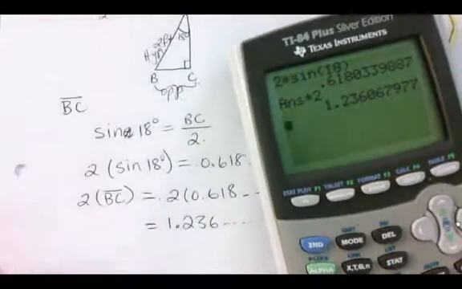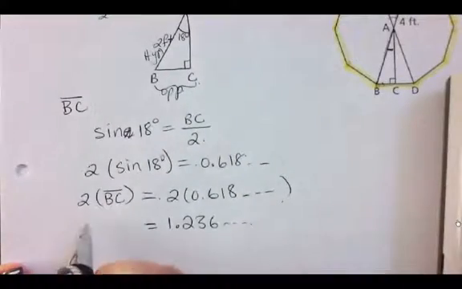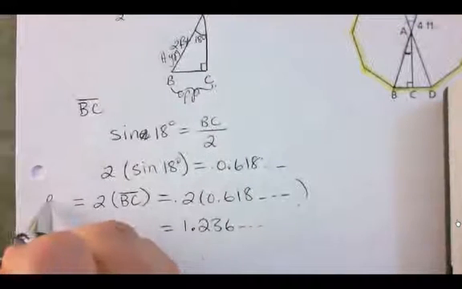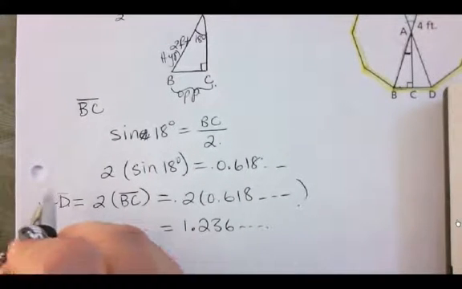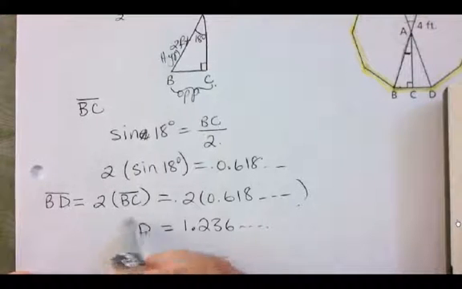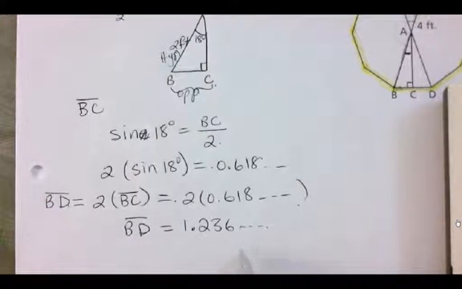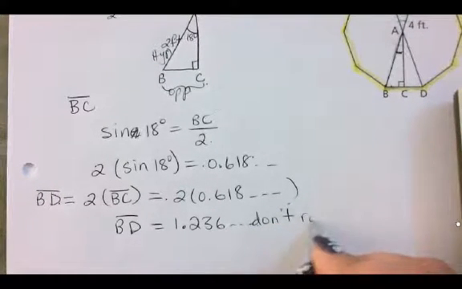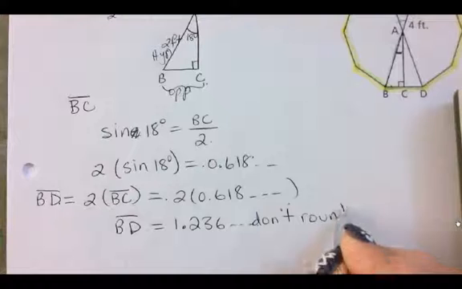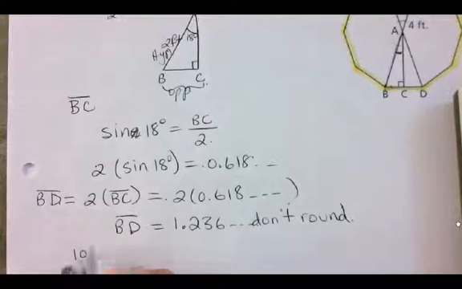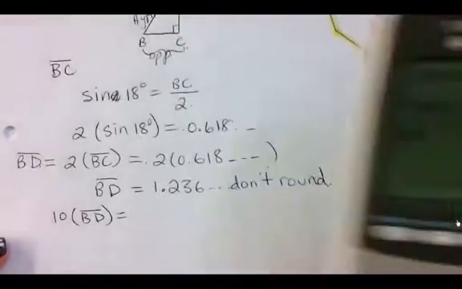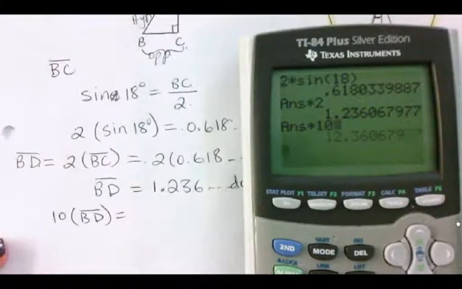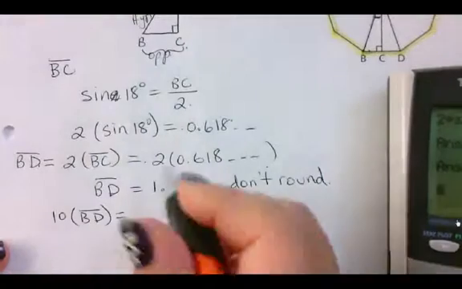Okay, so that is for line, what is this called? I can also call this line BD, right? So BD is equal to 1.2 and so on. Okay, don't round. I'm not rounding. Now what do I do with this number? Times this by 10. So 10 times line BD is equal to, I could just go times 10, and I get 12.36. Okay?